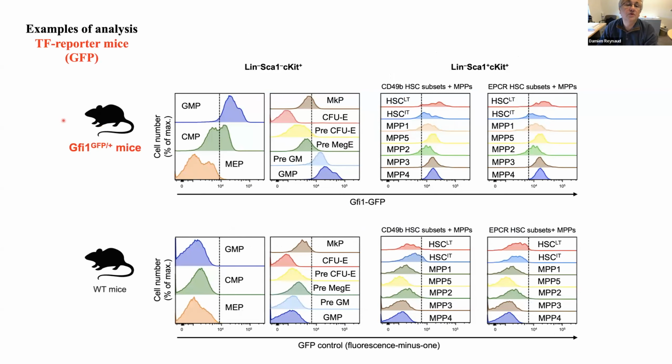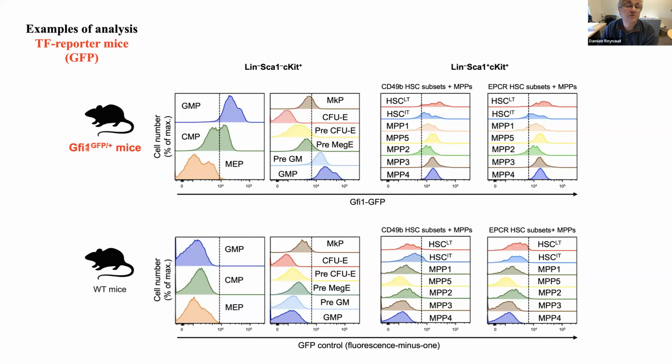We have also used this panel to look at transcription factor reporter mice. This was done on the spectral flow cytometer Aurora, which has the interesting ability to differentiate between GFP and YFP. So we use exactly the same staining as previously, and we just add reporter mice which have a knock-in GFP in the GFI1 locus. And this was a gift from the laboratory of Ligram at Children's.